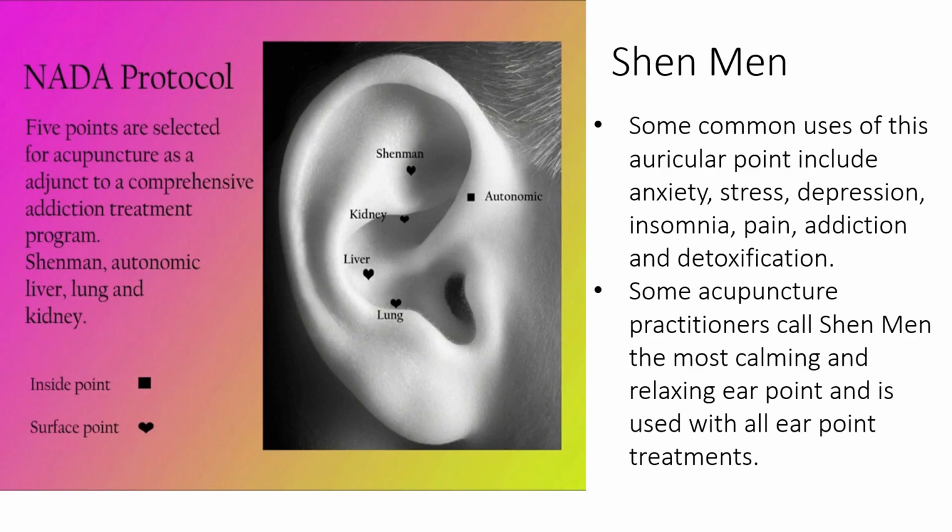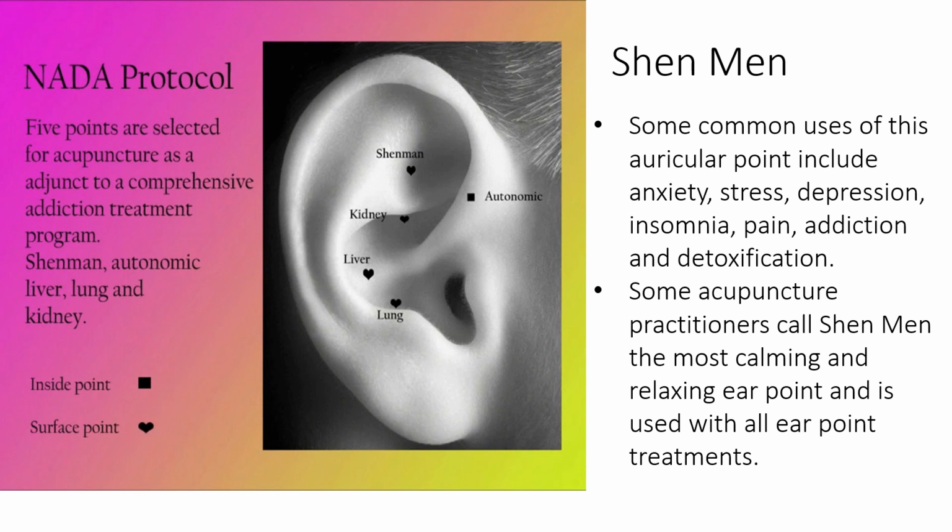So let's look at that with something called the NADA protocol. This is a common thing. You see those advertisements out there for quit smoking with acupuncture. They're probably going to use the NADA protocol for part of their smoking cessation program. It's 5 points, selected for acupuncturists as an adjunct to comprehensive addiction treatment programs: Shen Men, there's that Shen Men again, we'll look at that, autonomic, liver, lung, and kidney points.